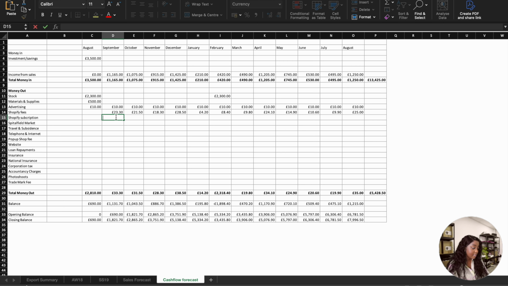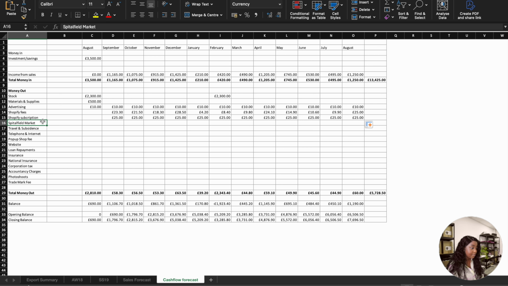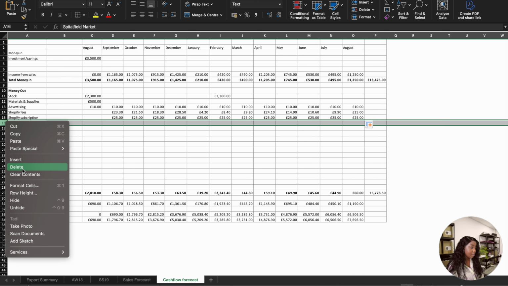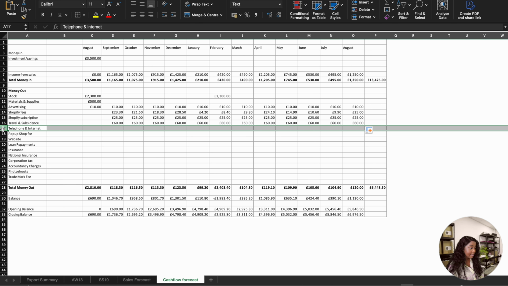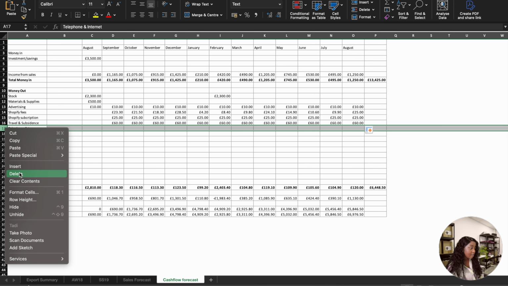Shopify subscription will remain the same. That's going to be £25 a month, and I'm going to be paying that every month. Spitalfield Market, I'm probably not going to do that, so I'm going to take that out. Travel, I'm going to put aside maybe about £60 a month on travel, so I'm going to stretch that. And as you can see, all of this is changing. So every time I add something here, it's increasing the amount of money that's going out of the account. So you will see that in August, because I pumped out quite a bit, that's the total amount that I've pumped out in August.